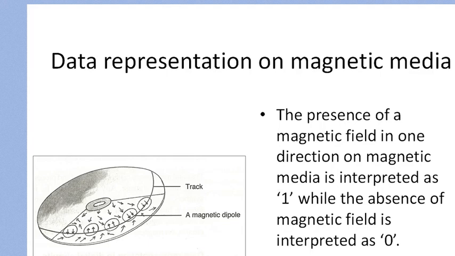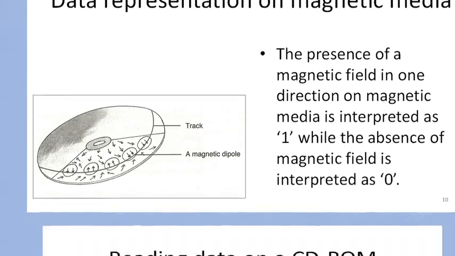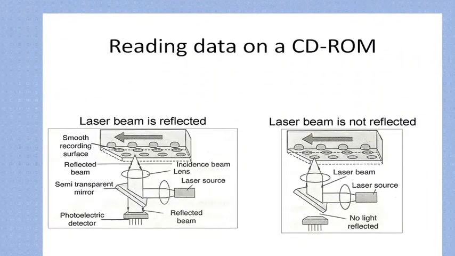Basically, if you are told to explain how magnetic media represent data, just explain that the presence of a magnetic field flowing in a certain direction is indicated as 1, whereas the absence is indicated as 0. Remember, our topic is data representation in digital computers, and therefore you're talking of binary or digital data, that is a 1 and a 0. That is our point of focus.